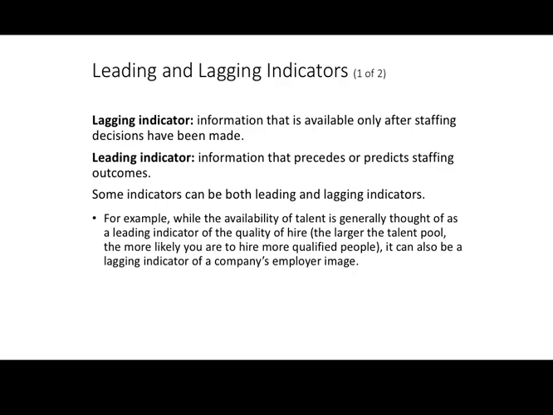So if we don't have really good talent available to us, maybe that's because our image is bad. So depending on where we think about it, a leading factor or a lagging factor, these are things that we would need to consider. Leading indicators are things that we might want to consider as they may impact the staffing system down the line, and then the outcomes of the staffing system are related more to our lagging indicators.